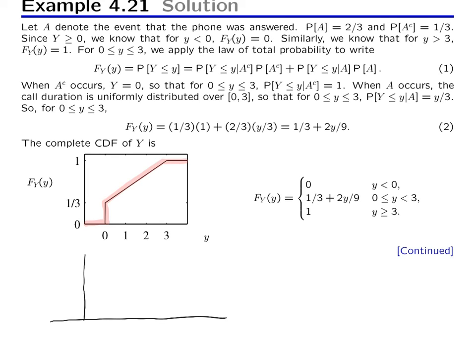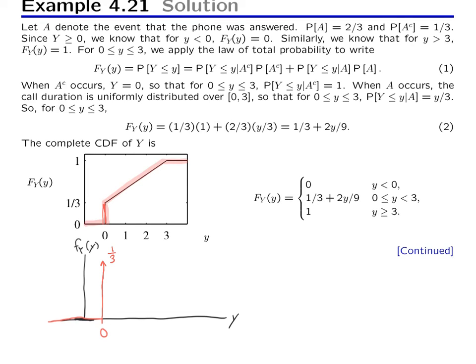You just draw your axes and define the CDF. The CDF is 0 up to 0. Maybe I'll use a different color here. And then the CDF has a jump discontinuity. So in fact, there has to be an impulse here whose weight is equal to the height of that jump.